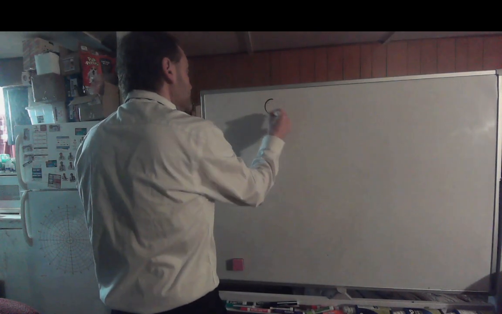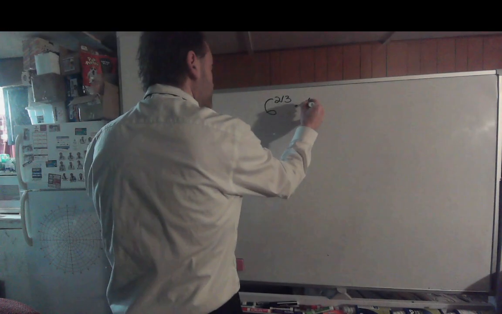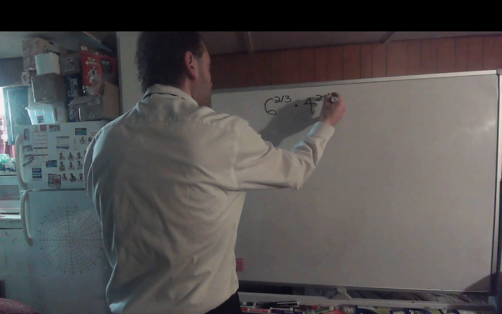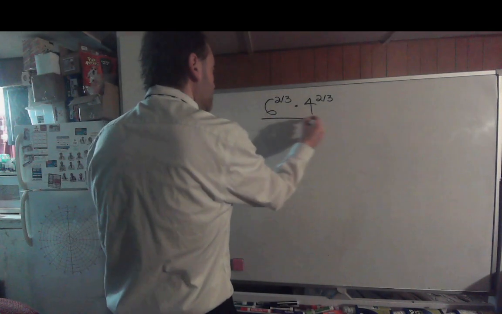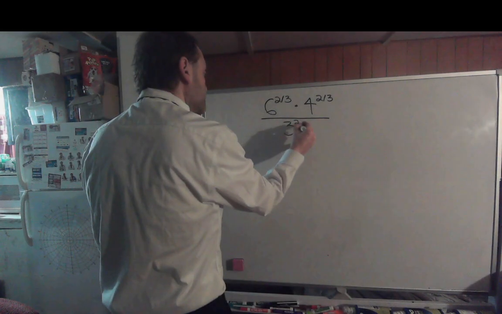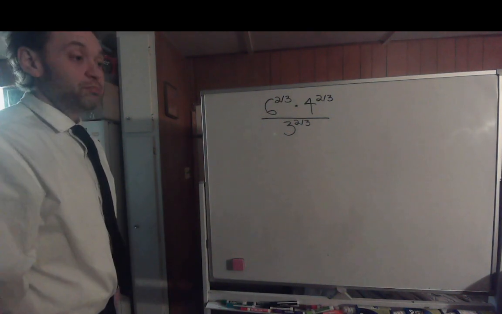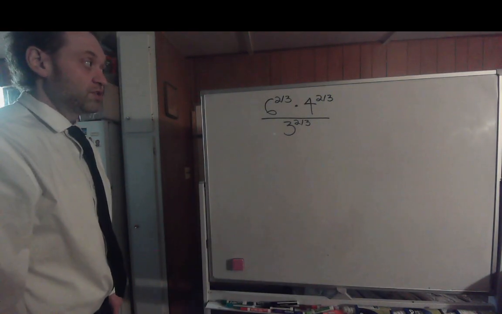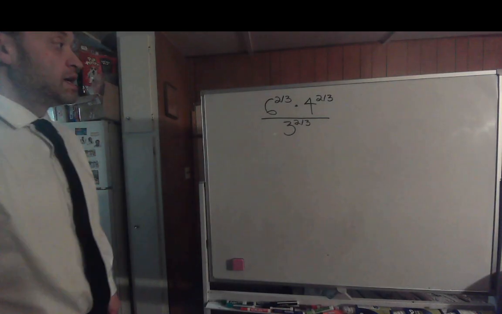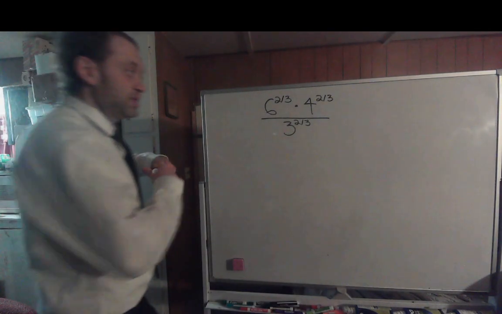All right, let's see here. So you have 6 to the 2/3 times 4 to the 2/3 all over 3 to the 2/3. Okay, so this one looks a bit messy, doesn't it? This is where it's about to really turn into some fun here. Let's look at 6 to the 2/3 and 3 to the 2/3. Let's split this up a bit here.